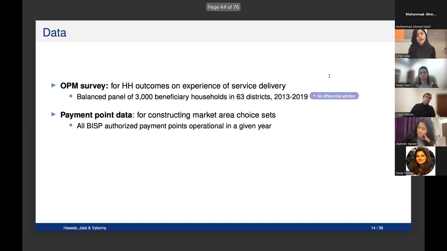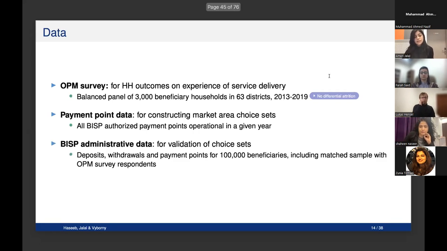In addition, we have administrative data on all of the locations that you could withdraw your cash from. This includes ATMs as well as payment points. So we use that to construct choice sets of market areas. And then finally, we're also going to be using BISP administrative data.